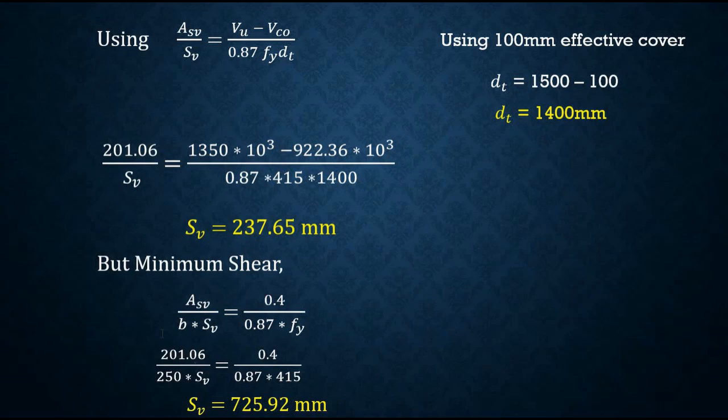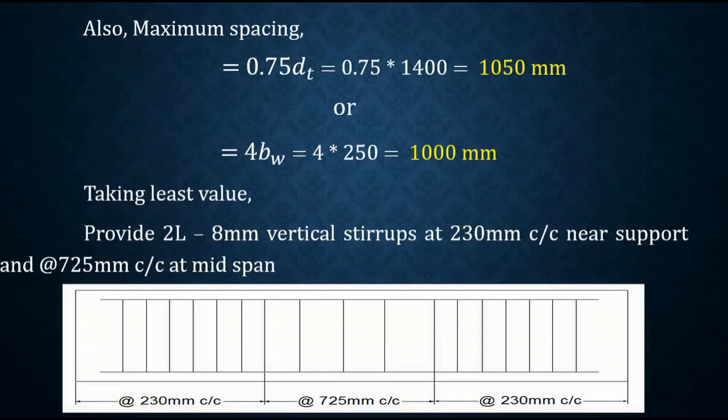Next is minimum shear. For minimum shear, how much should be the minimum spacing should be, we have a formula for that. ASV by B into SV is equal to 0.4 whole divided by 0.87 into Fy. ASV is 201.06 whole divided by 250 into SV is equal to 0.4 whole divided by 0.87 into 415. Therefore, we will get minimum spacing as 725.92 mm.